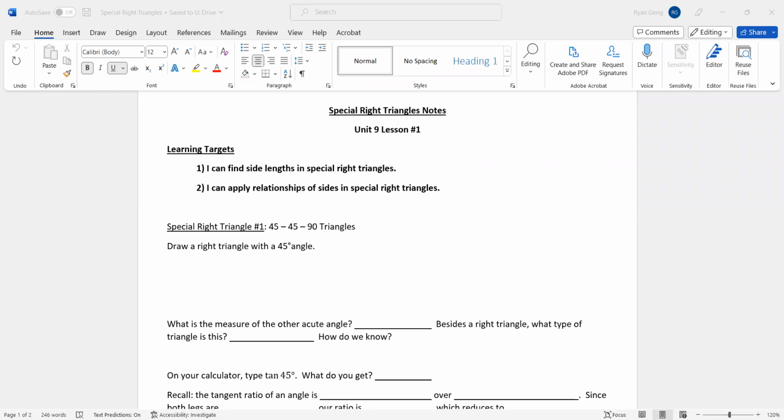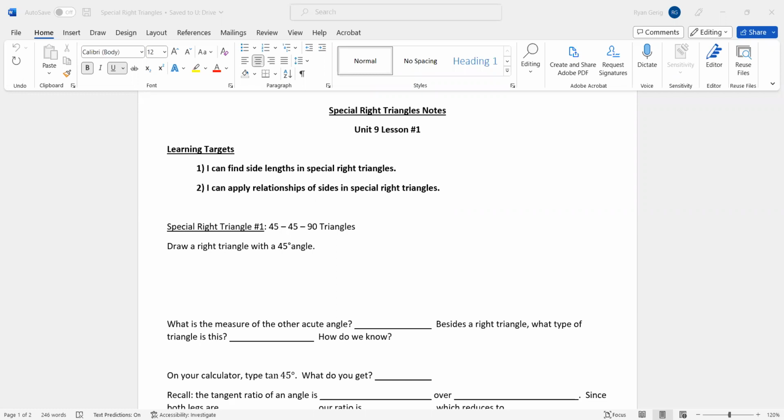So I know we did a radical lesson yesterday, but now we're going to start actually doing Unit 9. Special right triangles is the title of this lesson, and it has nothing to do with area, and the unit is called area, but we use this a ton in the area unit and future units as well. So we'll just dive right in.